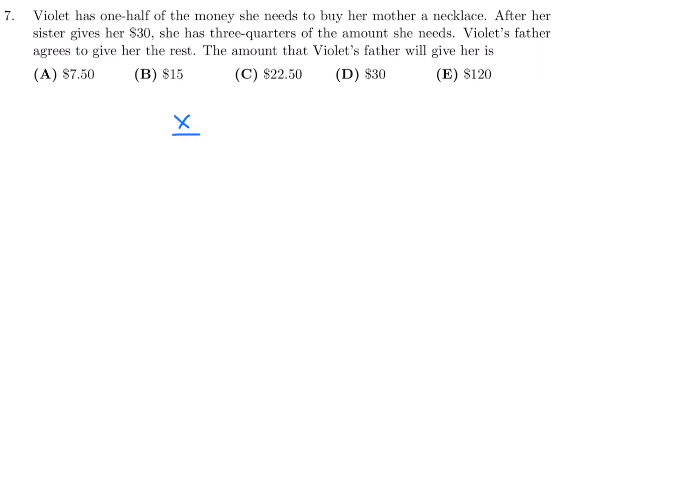So we have x over 2 is what she has initially. She's then given $30 by her sister. And when that happens, she now has 3/4 of the value that's required to buy the necklace, which is x. So this is pretty much the equation we can use to solve for x.